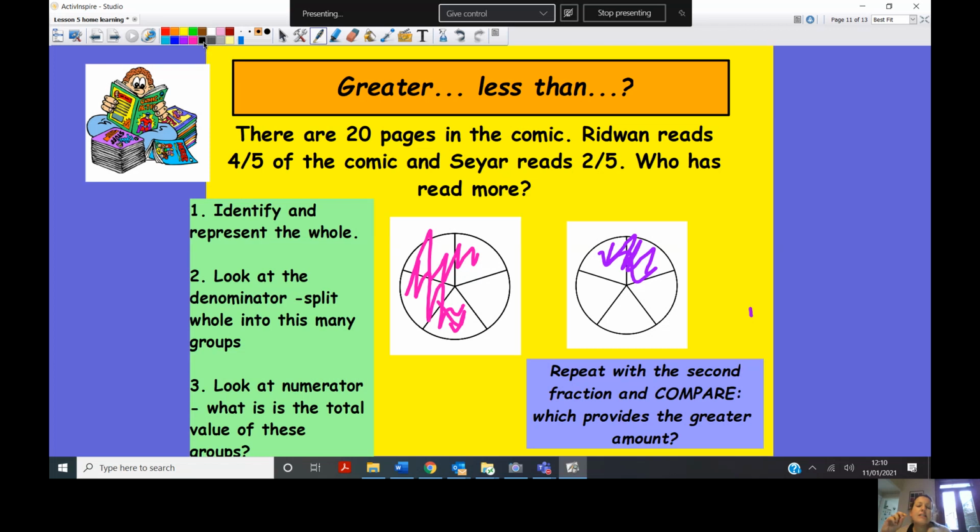Looking at my denominator, I'm going to split 20 between 5 equal groups. So let's go back to our board to do the calculation. I am going to be doing 20 divided by 5.